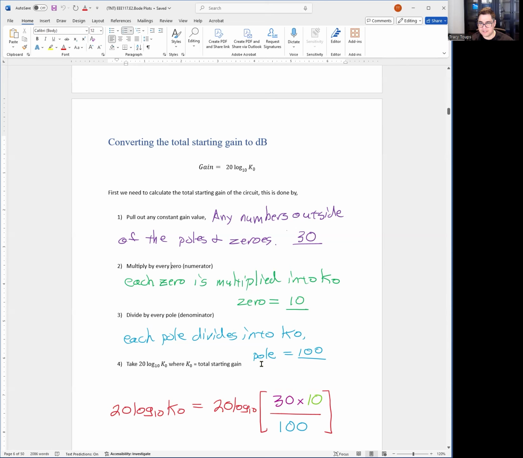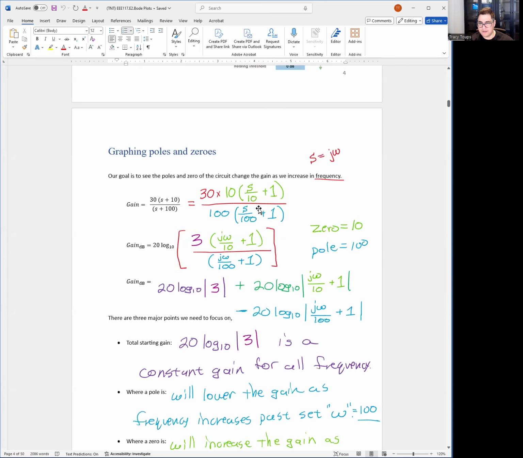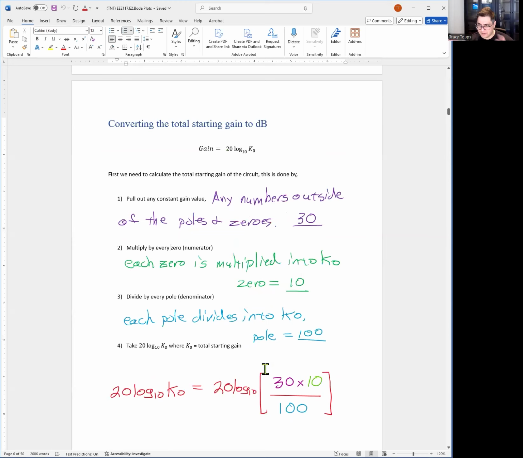Coming back over, this is exactly what we did. Notice we pulled everything out of the brackets. We had 30, which is a constant, times 10, which is a 0, divided by 100, which is a pole. So this is kind of a shortcut method, just to show you exactly what to do.